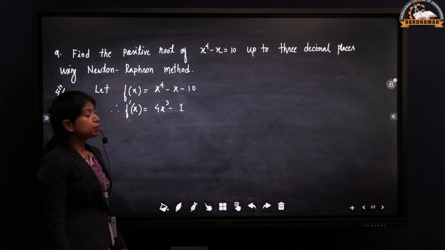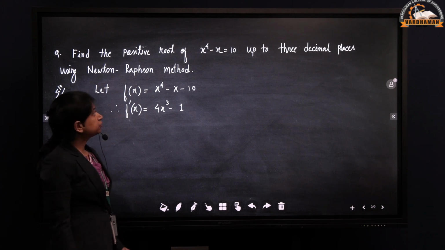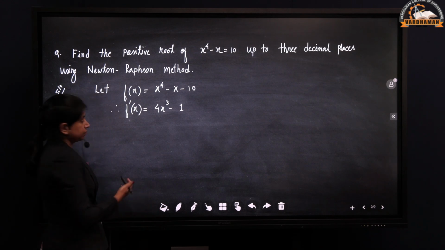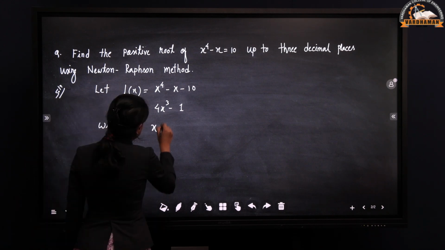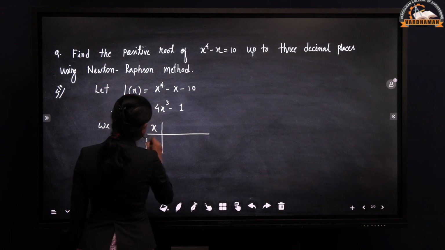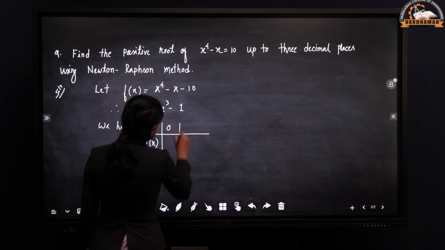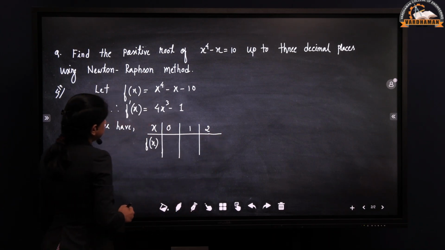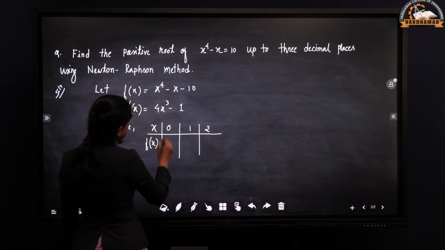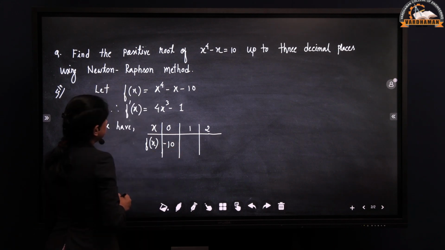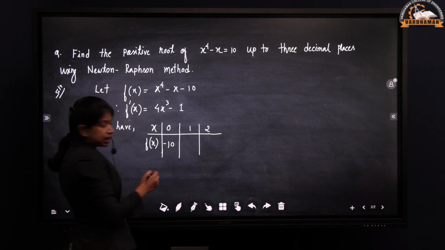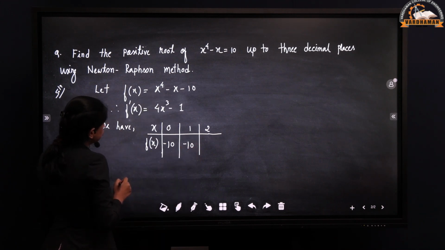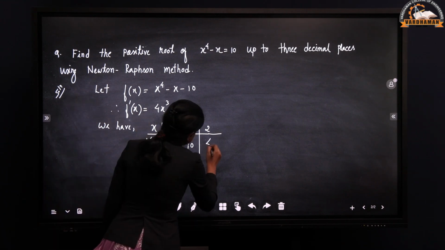So we need to choose 2 points A and B, and we need to find the function value at those points. So for that we need to make one table. So we have for x values what will be the function value. So 0, 1 and 2 we are taking values as 0, 1 and 2. So if x equal to 0, you will get f(x) as minus 10. If x equal to 1, you will get f of x as minus 10. And if x equal to 2, you will get this as 4.